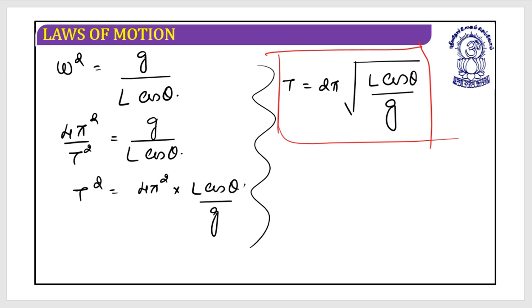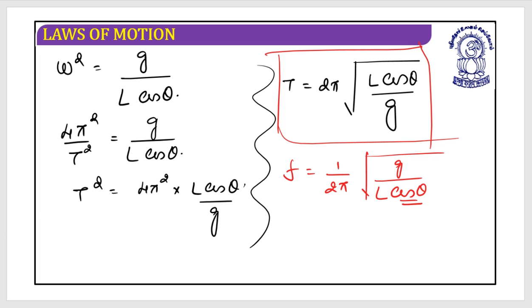This is the time period. I hope this is clear. If they want the frequency, then this could be written as 1 by 2 pi root of g by L cos theta. I hope these things are clear. Is it clear?